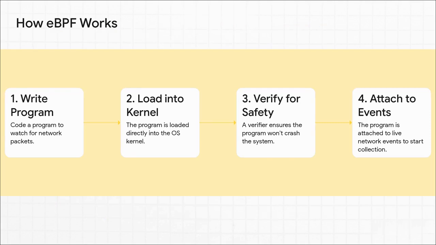And this is basically how it works in a nutshell. You write a small eBPF program, say to watch for network packets. Then you load it into the kernel. Now, before it does anything, the kernel runs it through this incredibly strict verifier to make absolutely sure it's safe and won't crash the system. That's the safety net. Once it passes, you just attach it to an event, like a packet arriving, and bam, your program can now see and report on that traffic with perfect fidelity.